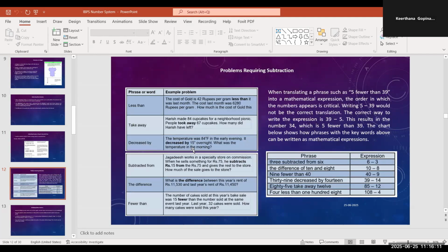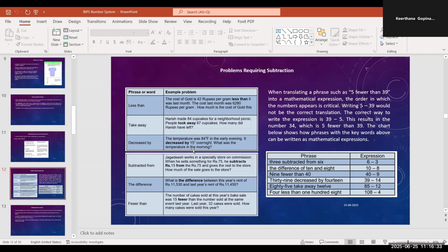Okay, sir. What are the problems? See, the problems will not say subtract from this to this. There will be a problem which will be given. So, basis the problem, you have to identify whether to add or subtract or multiply. Typical ways of identifying are that these phrases or words will come.